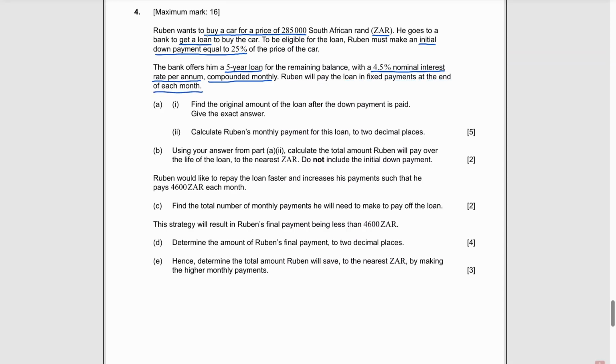Part A. We first find the amount of loan after the down payment. That is the price of the car times 1 minus 25%, which gives 213,750.